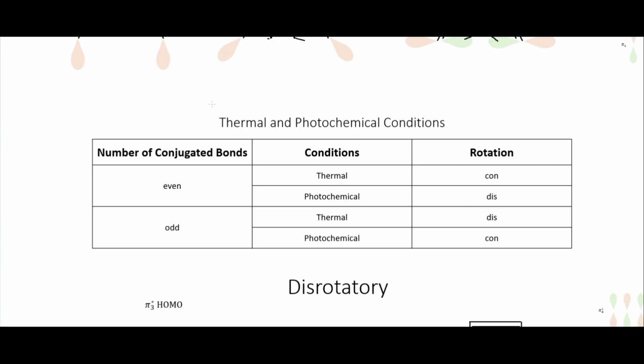In general, the Woodward-Hoffmann rules for this, for the thermal and photochemical conditions, and these are for the ring closures in particular, if we have an even number of conjugated bonds in our system, then the thermal condition will have conrotatory and the photochemical will have disrotatory. If we have an odd number, then the thermal conditions will be disrotatory and the photochemical conditions will be conrotatory. And so those end up being opposite depending on whether we have an even number or odd number of double bonds in our conjugated system.